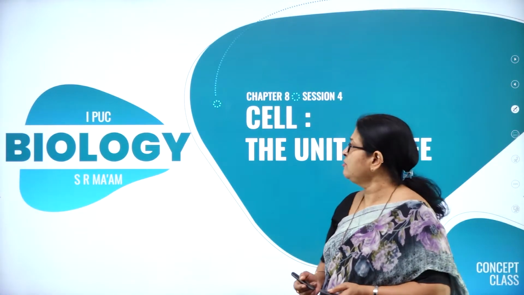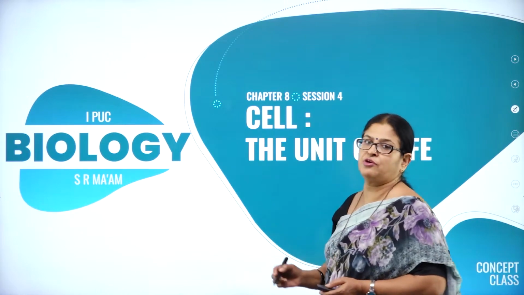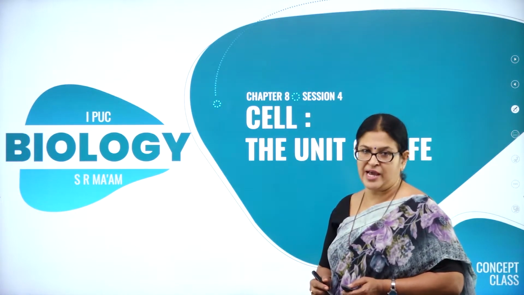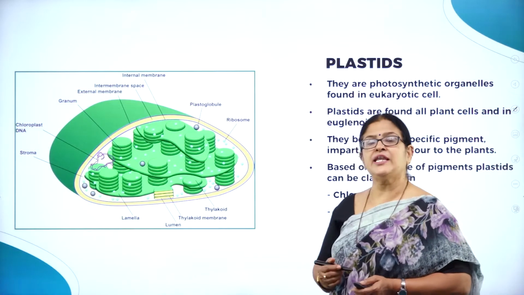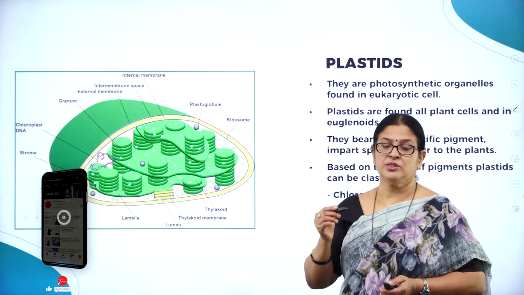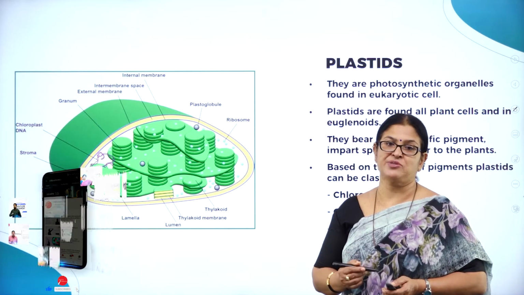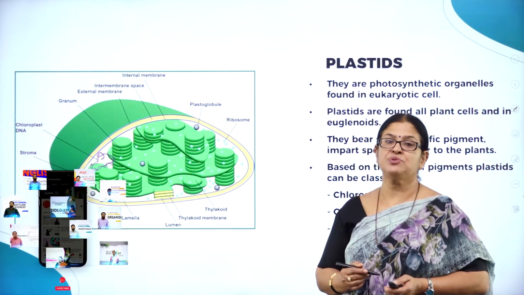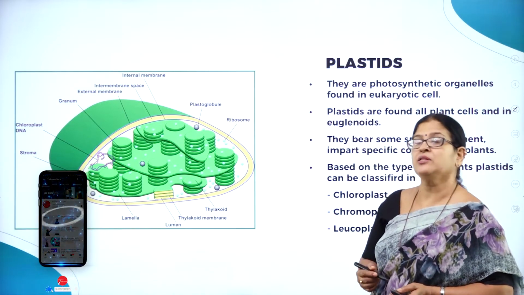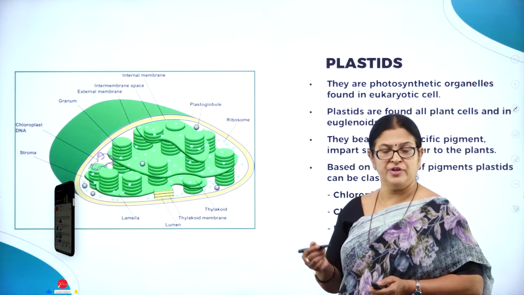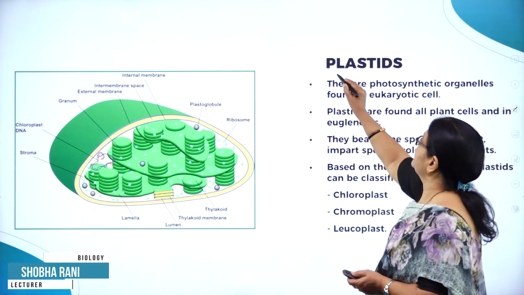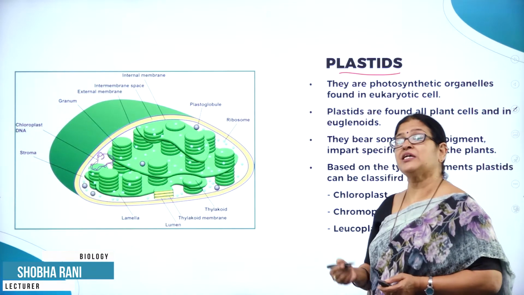Hello everyone, welcome back to session 4 of this interesting chapter called Cell, the Unit of Life. Hope you remember in the last session we studied about the endomembrane system, about the Golgi bodies, rough endoplasmic reticulum, lysosomes, right? So what are we going to study in today's session? The remaining concepts of this chapter, that is about the plastids. The coloring pigments.